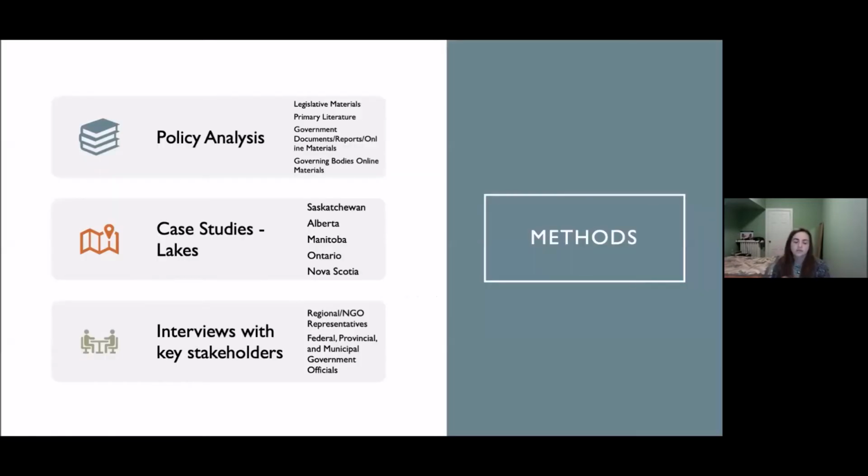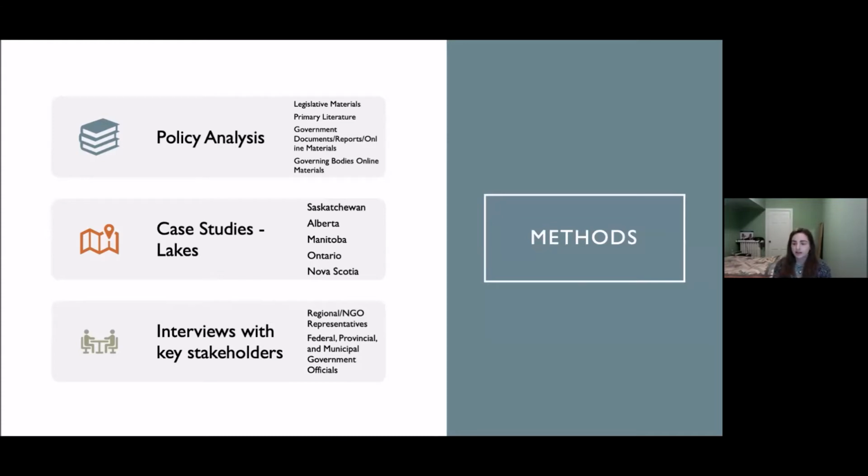So the methods of my research are a policy analysis, a case study analysis, and then interviews with key stakeholders, which is how I'm here today. My policy analysis is where I use a framework to assess legislative materials, primary literature, government documents and reports, and governing bodies' documents and reports to find out about cyanobacteria management in each of the provinces.